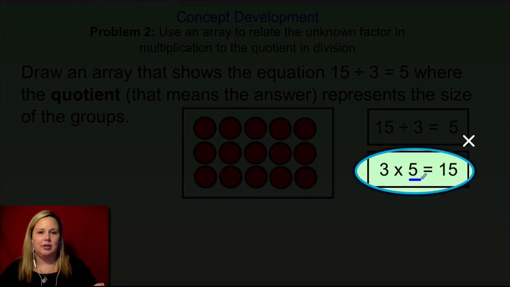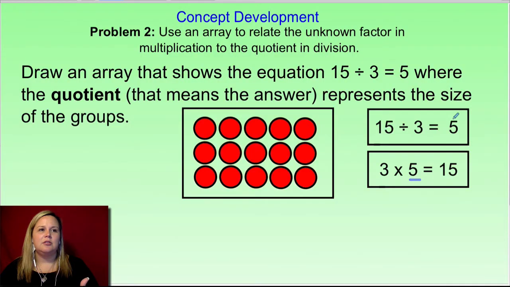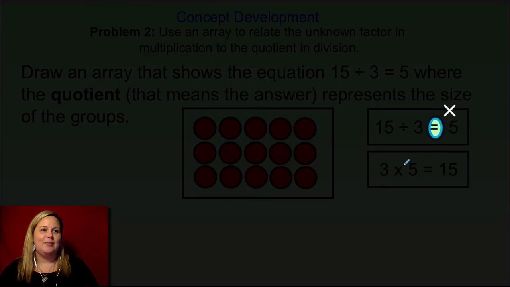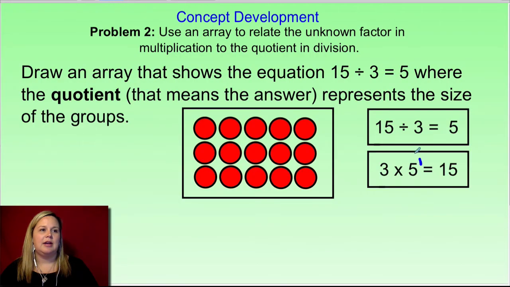It's a factor. So what I want you guys to do on your board is circle the size of the groups in both problems. In your division problem, circle the size of the groups, which number represents that, and then in your multiplication equation, which number represents the size of the groups. If you circled the 5 in both problems, you got it. The 5 in both problems represents the size of the group. So look at how the factors in a multiplication problem can help you find the quotient in division.